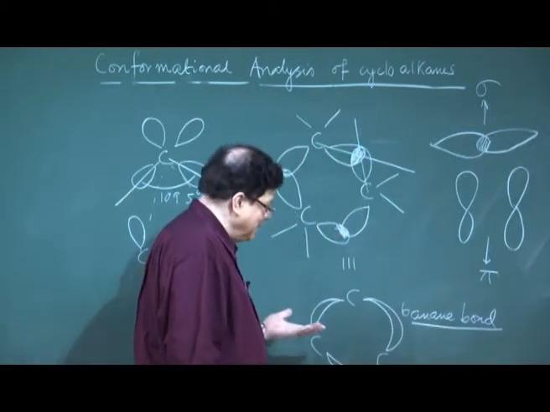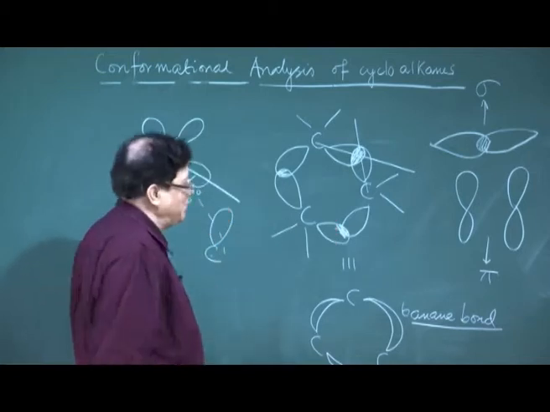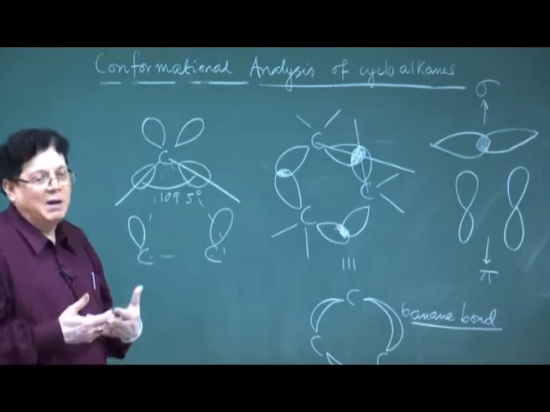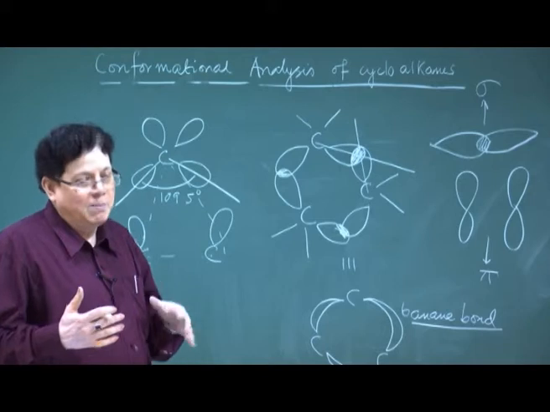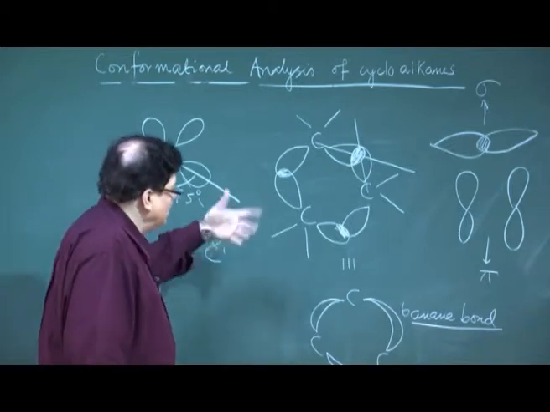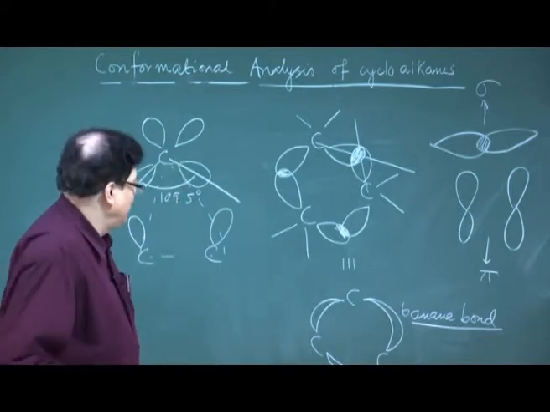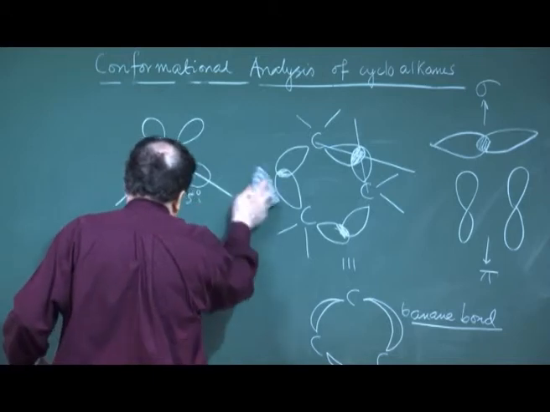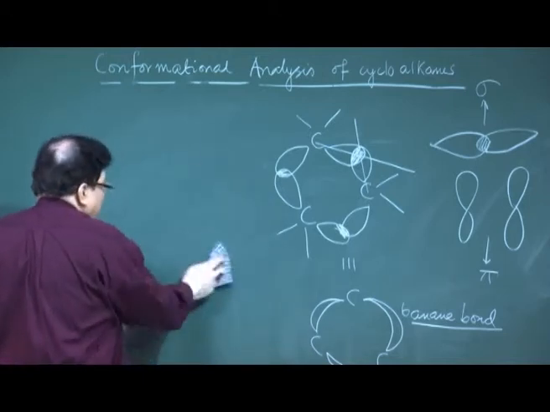It is not a pi, because they are not approaching in a lateral fashion; it is not a perfect sigma. It is a sigma bond, but it will be much weaker than a normal sigma bond. And how do you know it is weaker? Because you can do many reactions on cyclopropane, which looks as if it possesses a double bond.